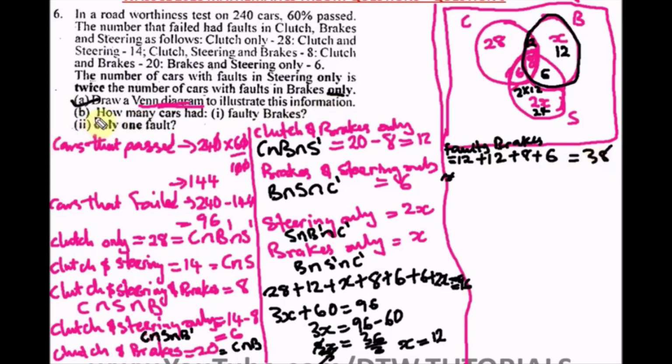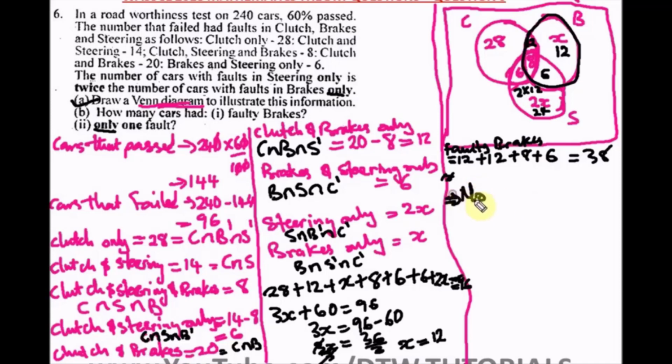Now the next question says how many cars had only one fault. Are you seeing that? You can see the word only, one fault. So this answer will be the number of cars that had only clutch, only brake, and only steering. So we're going to have 28 plus 12 plus 24. That will be our answer for the number of cars that had only one fault. So you're going to state it here.